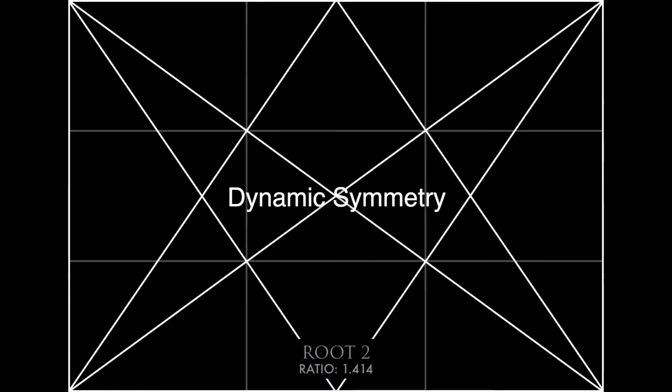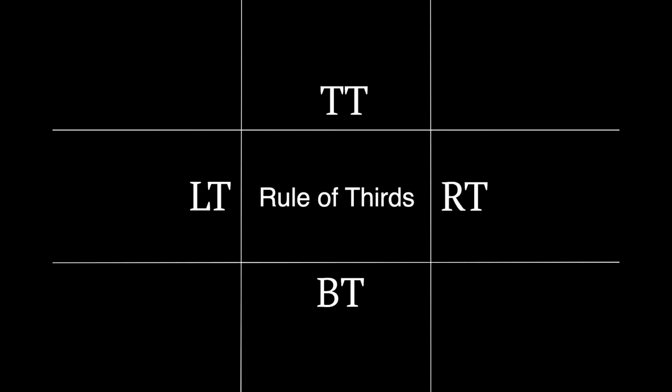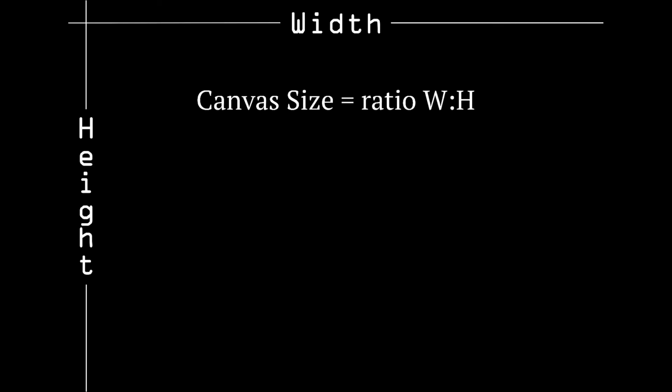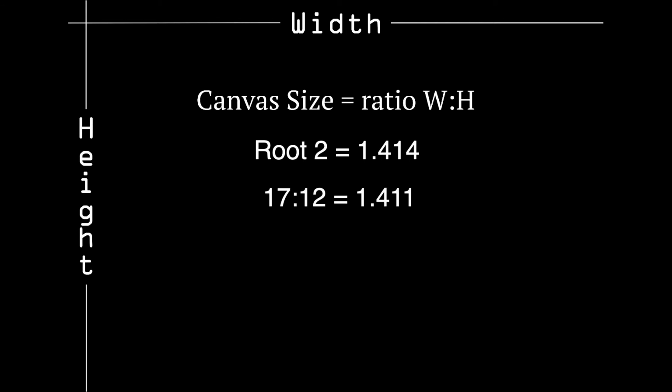Dynamic Symmetry Root 2 Framework. Rule of thirds: top third, left third, right third, and bottom third. Canvas size is a ratio of width to height. Root 2 is 1.414. A 17 by 12 canvas size has a 1.411 ratio.